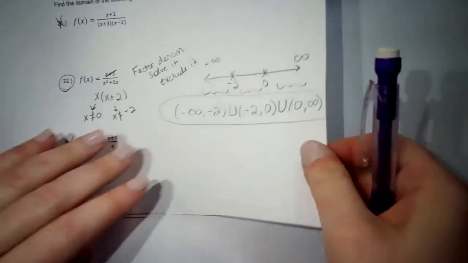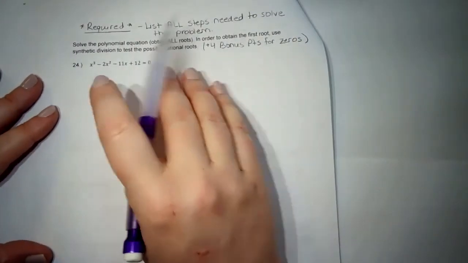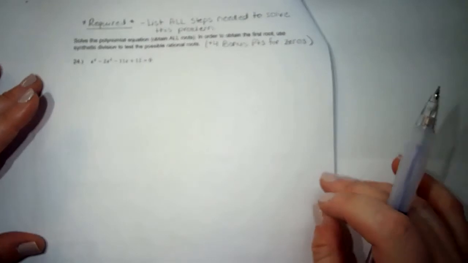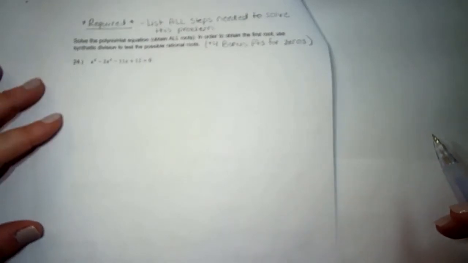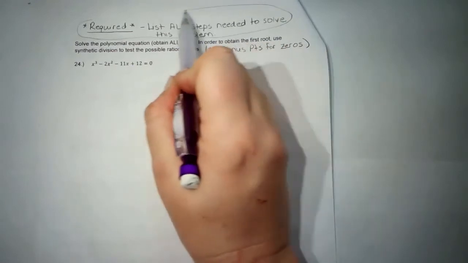All right. Okay, so number 24 says solve the polynomial. That means give the answers, okay? All you have to do, because there's not a whole lot of time to take a test, and some of you like to take your time with it, the required portion is just list the steps. Just tell me what steps you would take to solve the problem in words, and you got the point.